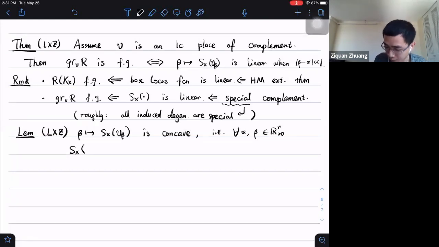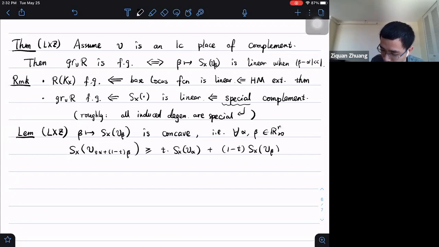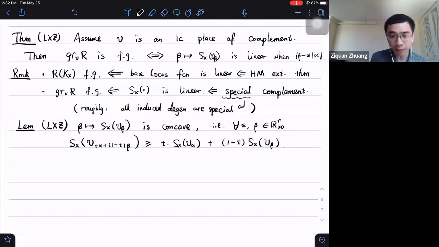Maybe some of you will object, but if I take a linear combination of the weights and look at the Asym variant of the corresponding quasi-monomial valuation, this will be greater than or equal to the linear combination of the Asym variant at the two ends. Okay, so this is what I mean. As I said earlier, the convexity of this is not so clear in our setting. So actually, the proof requires a little trick. This is related to the notion of compatible divisors. So let me introduce that first.